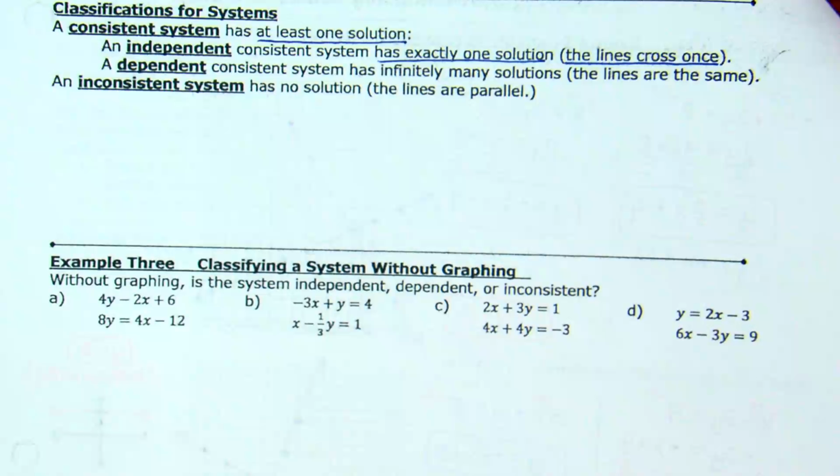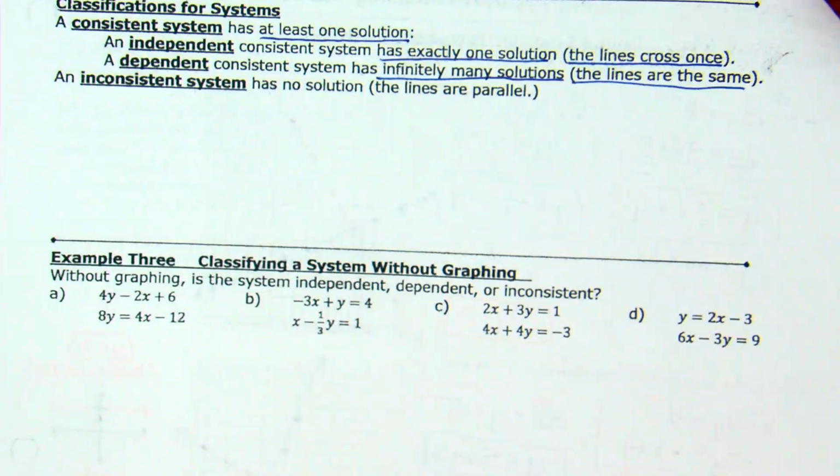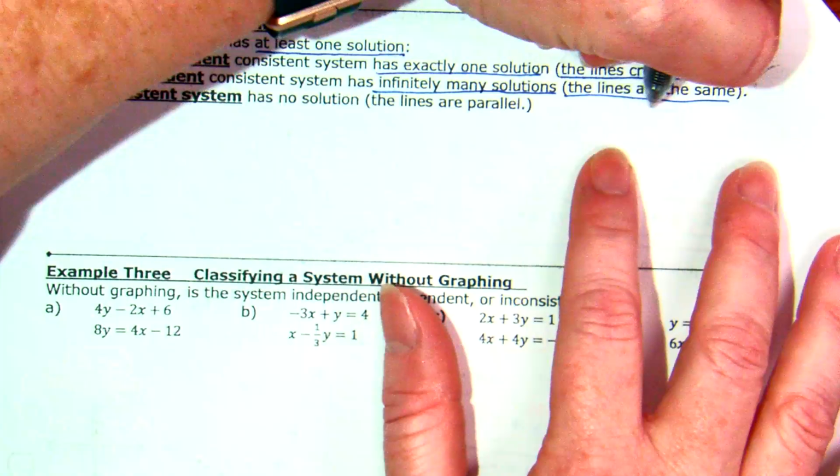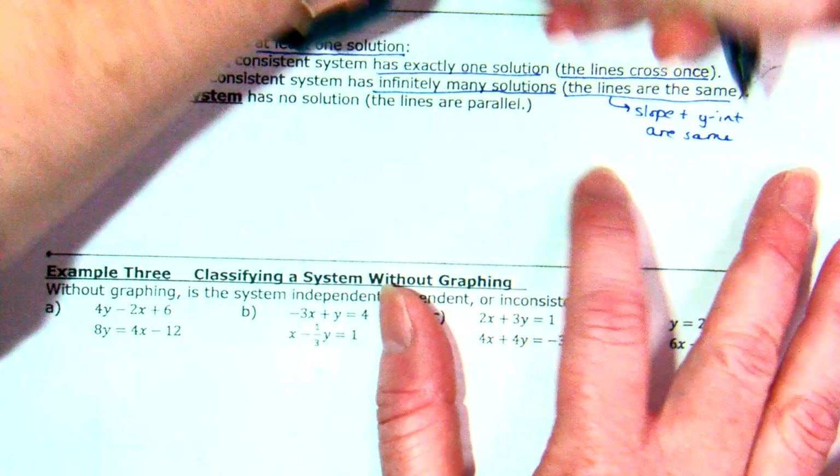Now, a dependent consistent system has infinitely many solutions. What do we mean by infinitely many solutions? The same line. If you're looking at equations, how are you going to know two lines are the same when you get them in y equals mx plus b form? The same slope and y-intercept. The slope and y-intercept are the same. If you want to write that, right there you could. Slope and y-intercept are the same.